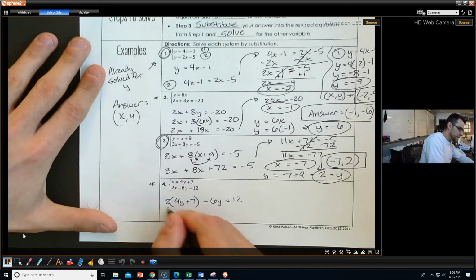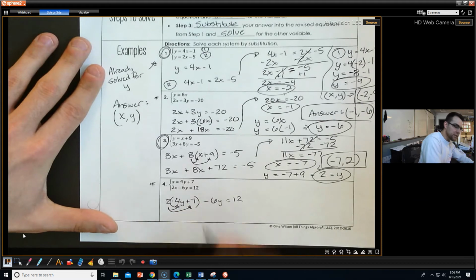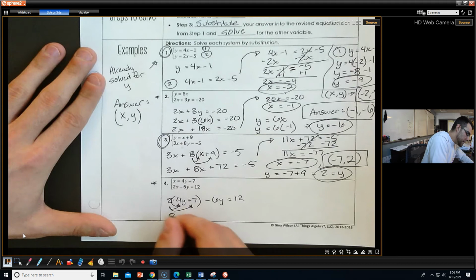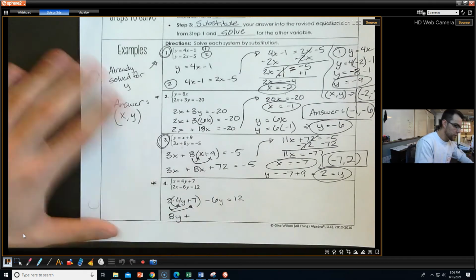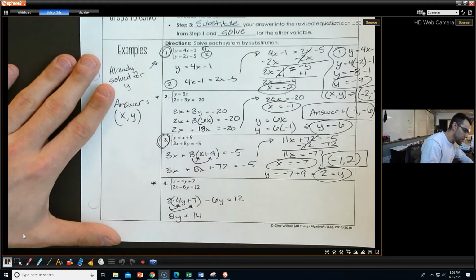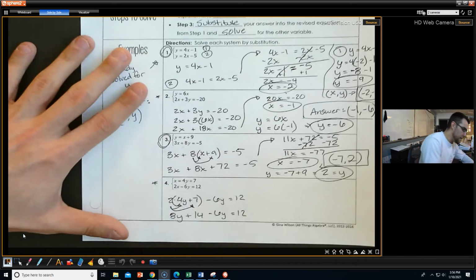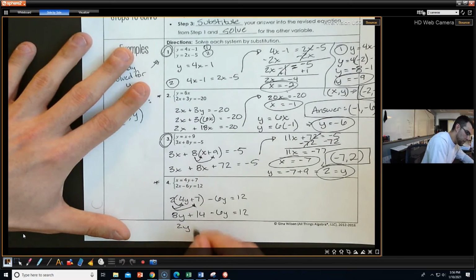Let's go ahead. Once again, it's just like the last problem. We have to distribute this 2. So I'm going to get 2 times 4y is 8y, plus 2 times 7 is 14, and then that's minus 6y equals 12. Let's combine our y's together. So we end up getting 8 minus 6 is 2y, plus 14 equals 12.